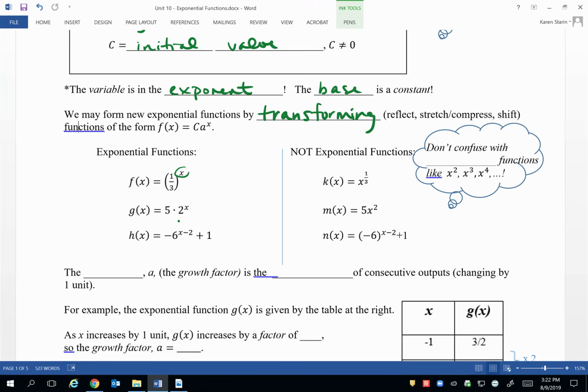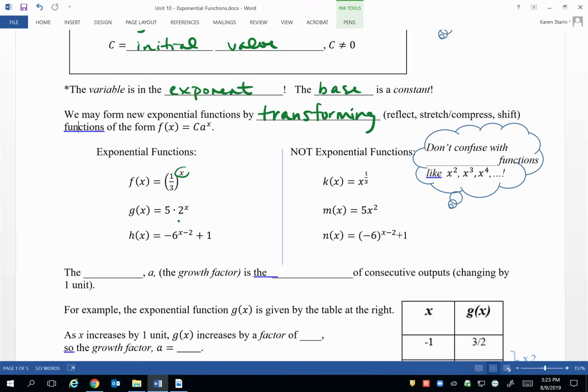Now h of x is negative 6 times 6 to the x minus 2 power, plus 1. Now it's not as easy to read c from here. We'll talk about that when we get to more complicated examples, but we do see base 6, and we have a lot of transformations going on there in h of x.